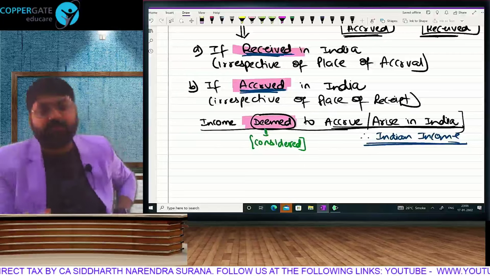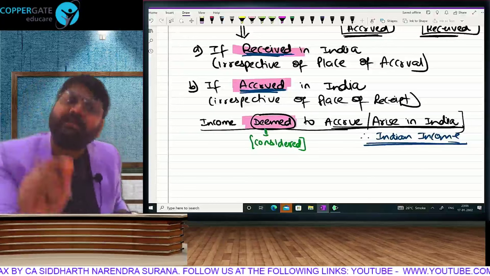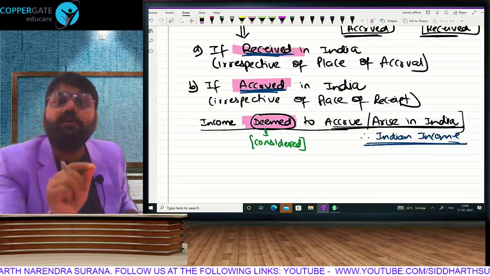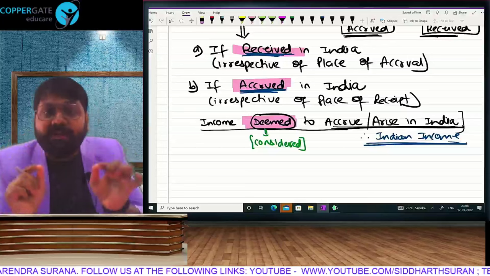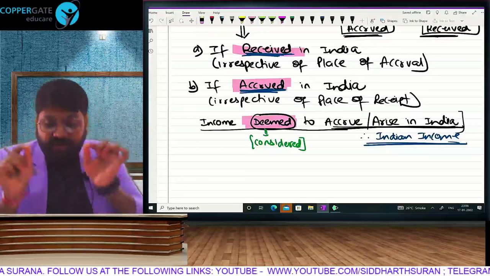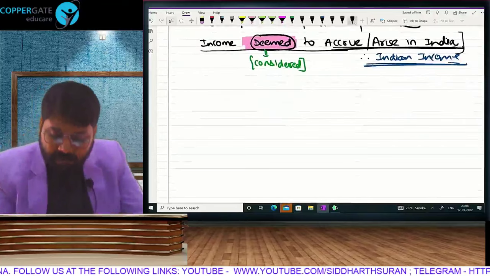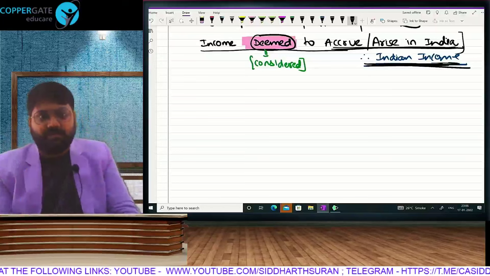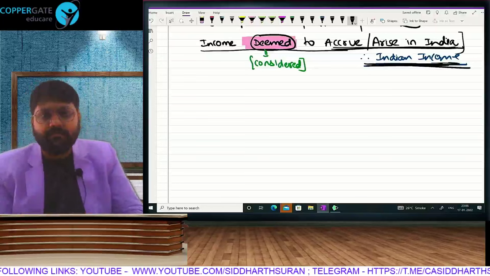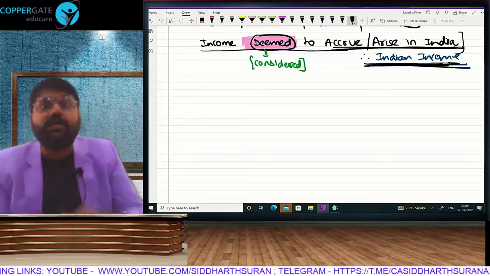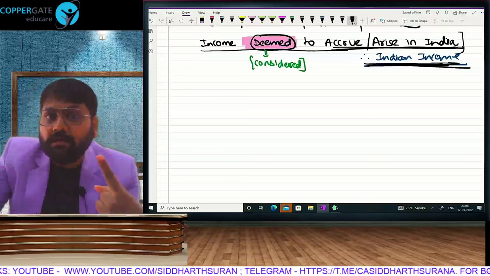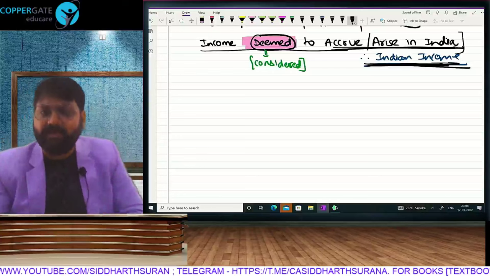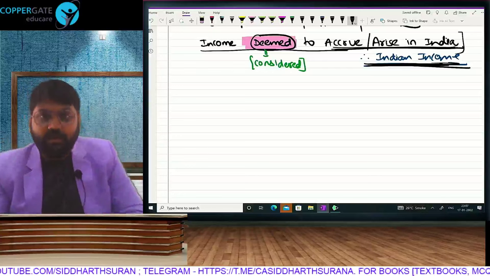But sometimes what will happen? Your income has accrued outside India. Your income has accrued where? Outside India. But we will assume, we will presume, we will consider this income to be Indian income because of some reason. This is surprising. This is shocking. Sir, where is the income being earned? But you are assuming, sir, that the income is in India.